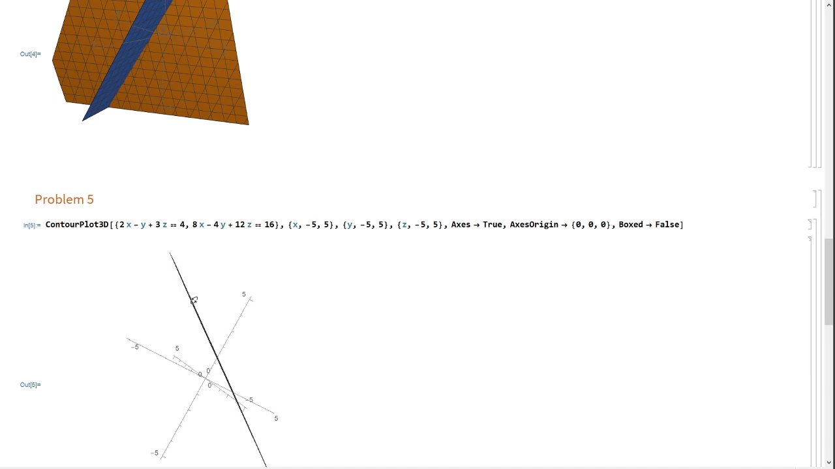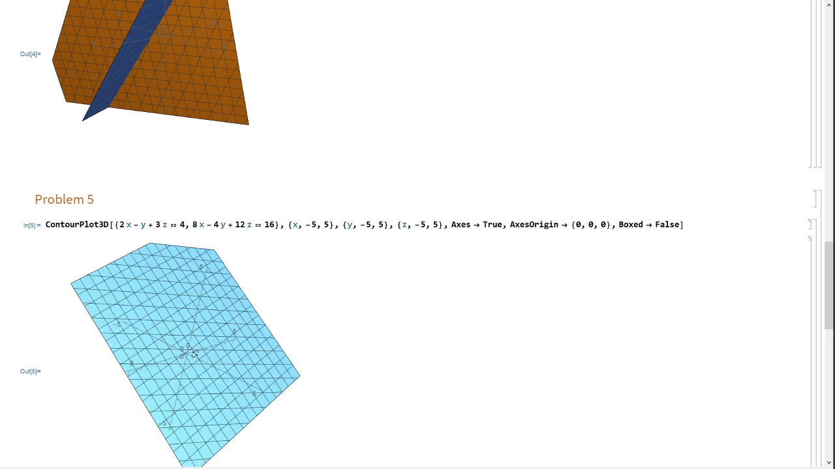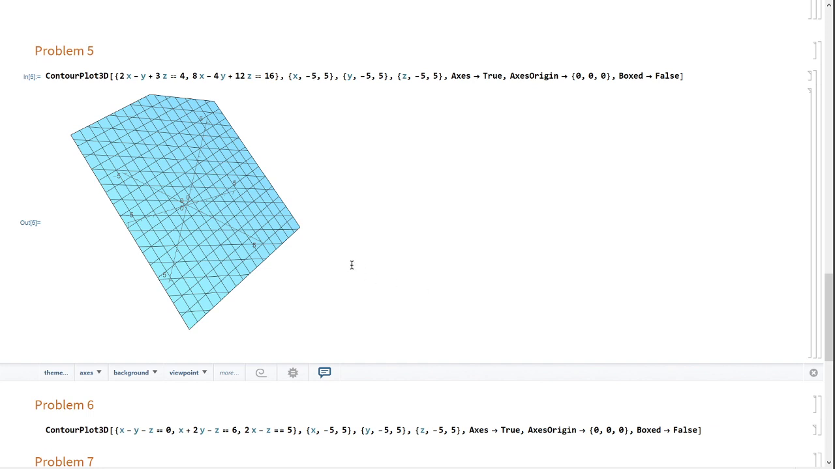Right, I've graphed both of them here. What do you think is going on here? Well, you might have guessed, like before with the lines, this is a situation where we have the two planes being identical. So let's see what happens if we try to solve that.